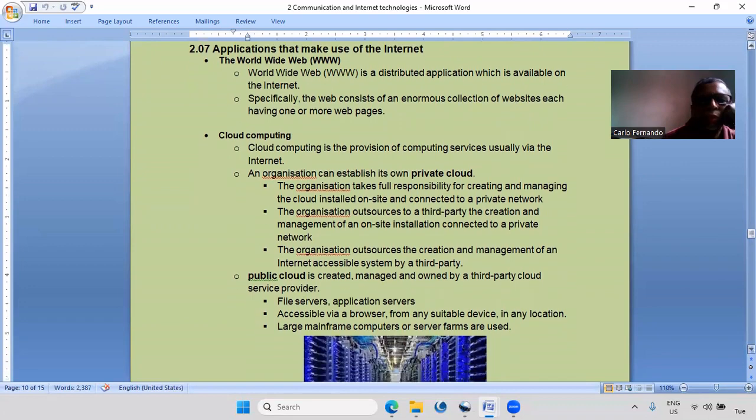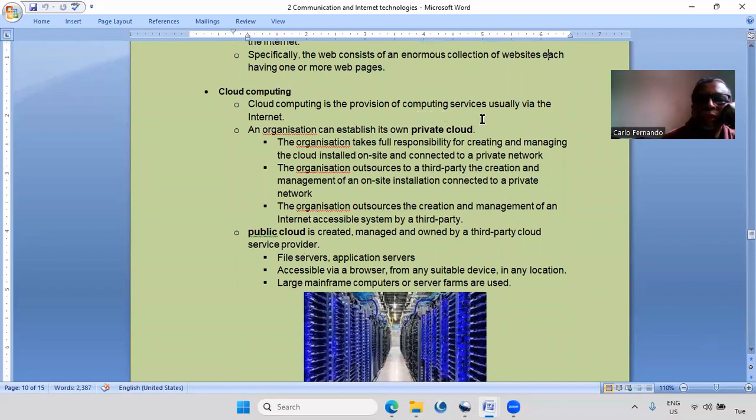Then what is cloud computing? Cloud computing is the provision of computing services usually via the internet. An organization can establish its own private cloud. Know about private cloud? Google Drive and various third-party services exist; some are free, some you have to pay for. The organization takes full responsibility for creating and managing the cloud, installed on site and connected to a private network, not connected to the internet. In a large organization with branches, they can have their own cloud so staff can store their work and access other people's work.